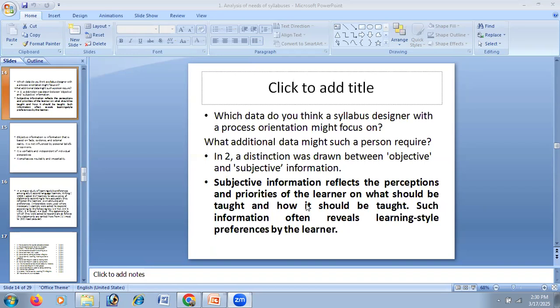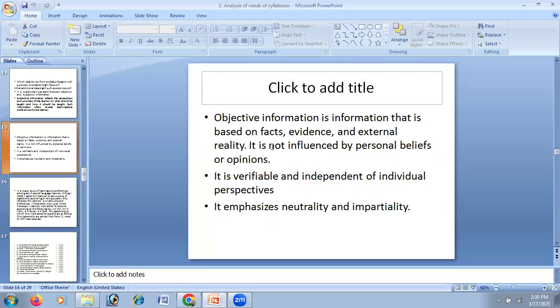And objective data is the facts. That is information that is based on the facts, evidence, or the external reality. It is not influenced by personal beliefs or opinions. It is verifiable and independent of individual perspectives. It emphasizes neutrality and impartiality. Okay, so objective data will be like that.